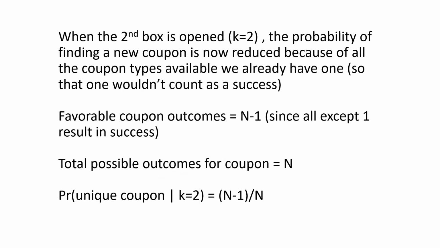When the second box is opened, the probability of finding a new coupon is now reduced because, of all the coupon types available, we already have one, so that would not count as a success. So the number of favorable coupon outcomes for us is n minus 1, since all except one result in success, and the total possible outcomes for a coupon is n. So the probability becomes (n minus 1) over n.